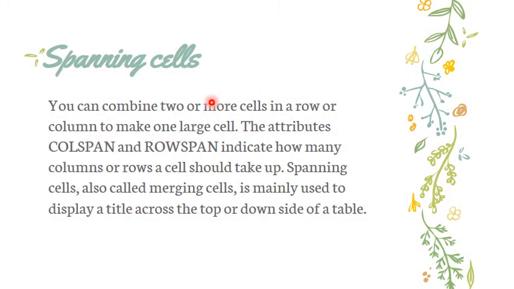Spanning cells. You can combine two or more cells in a row or column to make one large cell. The attribute colspan or rowspan indicates how many columns or rows a cell should take up. Spanning cells, also called merging cells, means you are combining more than one cell in a table. It is mainly used to display a title across the top or downside of a table.